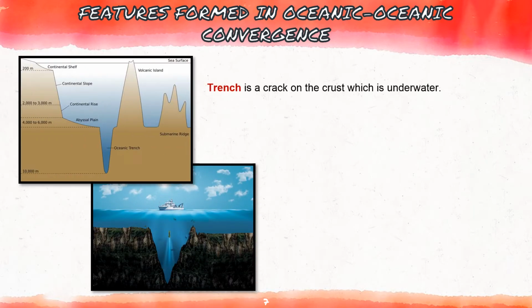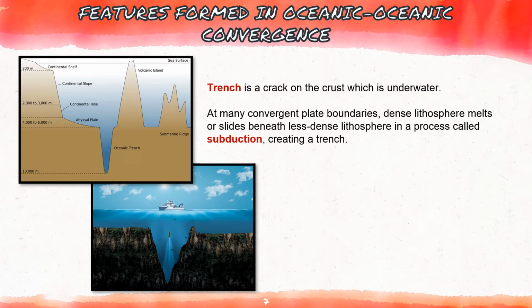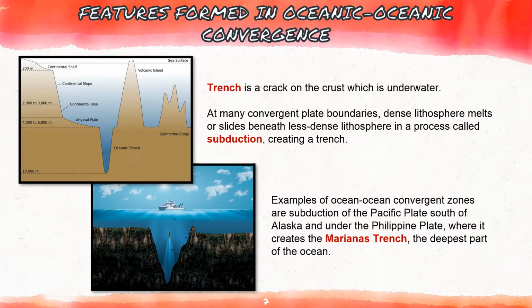These illustrations show a trench. A trench is a crack on the crust which is underwater. At many convergent plate boundaries, dense lithosphere melts or slides beneath less dense lithosphere in a process called subduction, and in that process, a trench is being created. Examples of ocean-to-ocean convergent zones are the subduction of the Pacific Plate south of Alaska under the Philippine Plate, where it creates the Marianas Trench, which is known to be the deepest part of the ocean.